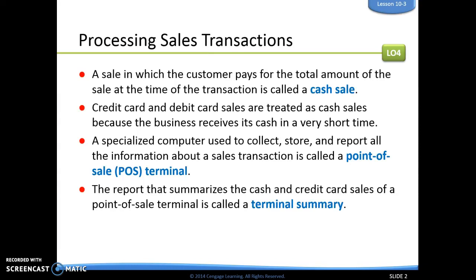A POS terminal, a point of sale terminal, is a specialized computer that is used to collect, store, and report all the information about a sales transaction. And then a terminal summary is going to be the report that summarizes the cash and credit card sales of a point of sale terminal.